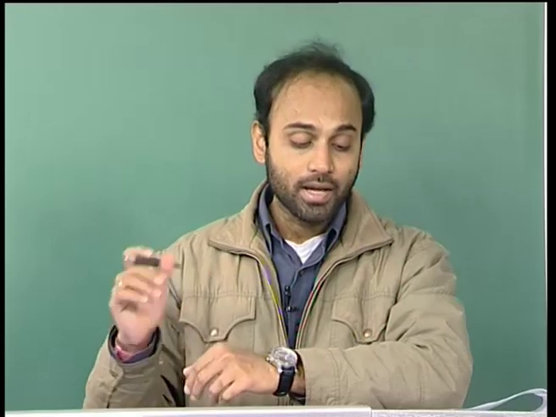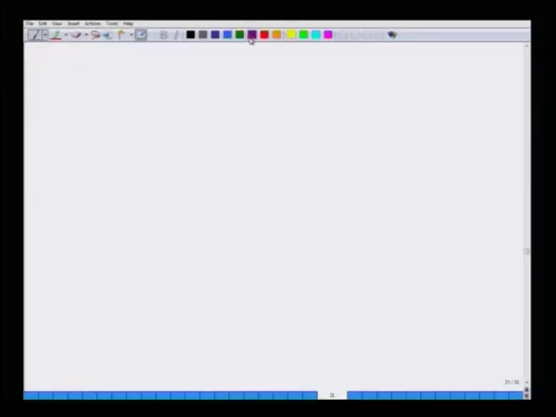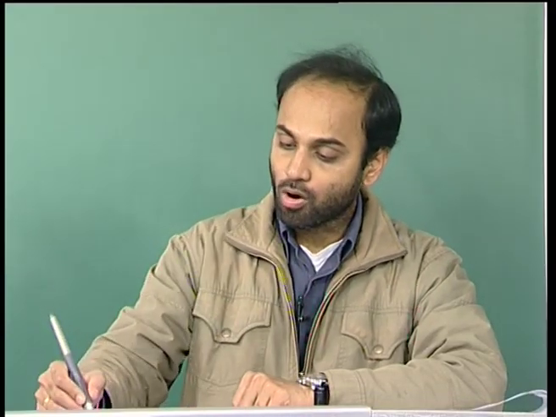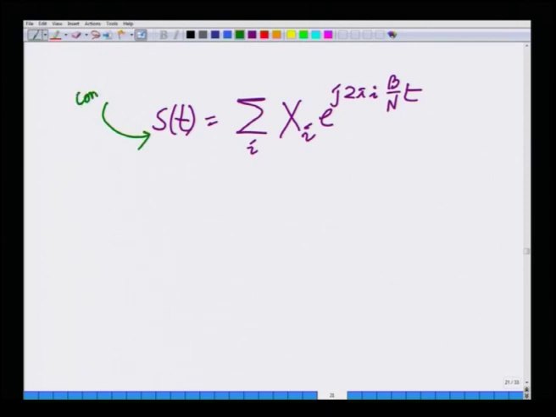Now, let us see what happens when I sample this signal. Remember, the composite signal s(t) equals the summation over i of x_i e to the power of j 2 pi i B over n t. This is the composite multi-carrier modulated signal. Now, I am going to sample this signal at rate B.